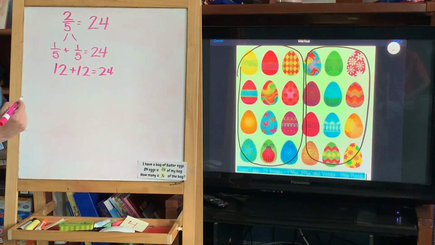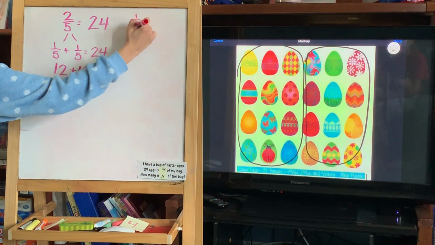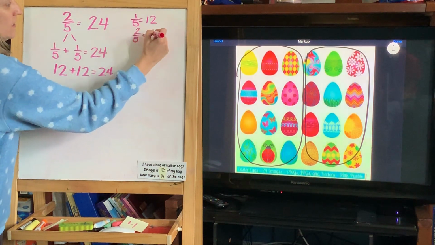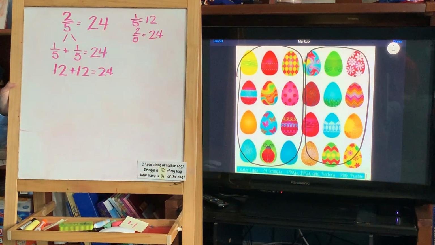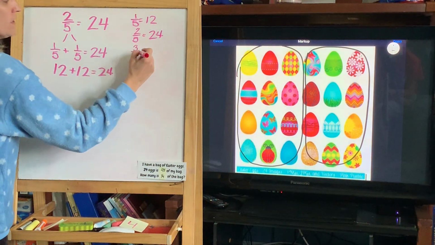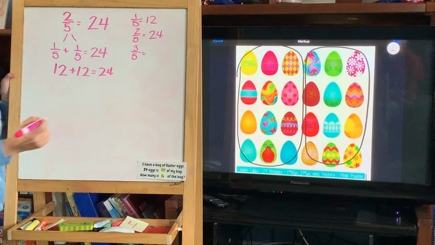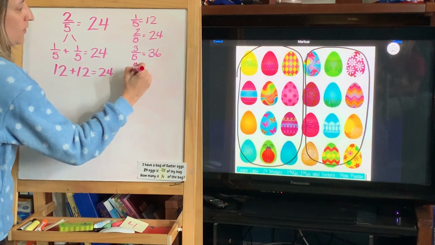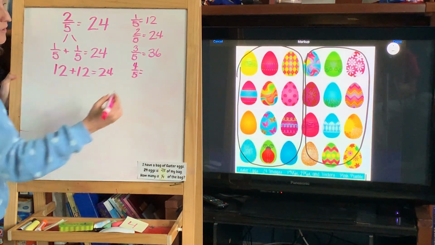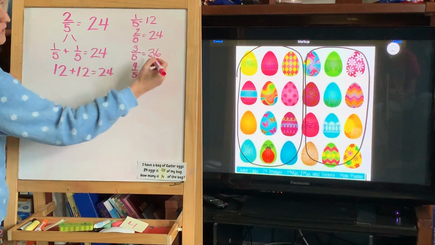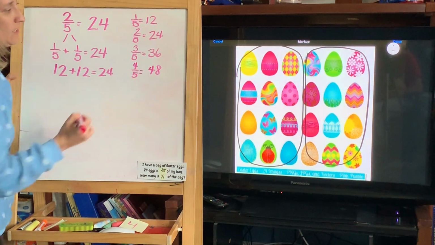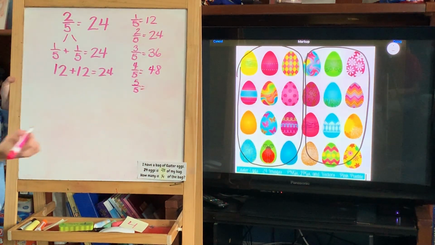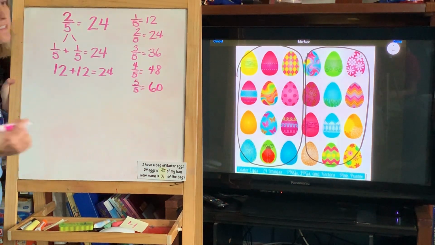So now I know that 1/5 equals 12. I know that 2/5 equals 24. Now to figure out 3/5, I can simply add those together. So I would have 36. 4/5 would equal, and I need to add 3/5 plus another 5th, so that's going to equal 48. And you might notice a pattern going on here. And then 5/5, which is equal to my whole bag, is going to be equal to 60.